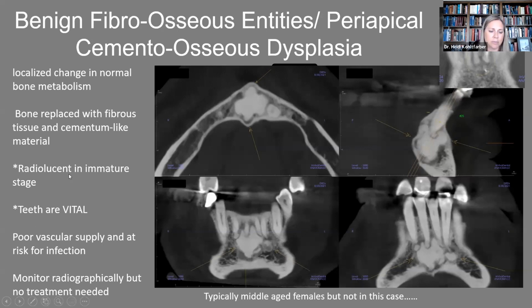Teeth are vital. Again, radiolucent or hypodense in that immature stage. These patients are at increased risk for infection because we have a poor vascular supply in this area. So we can monitor these, but we really don't need to do anything about these.